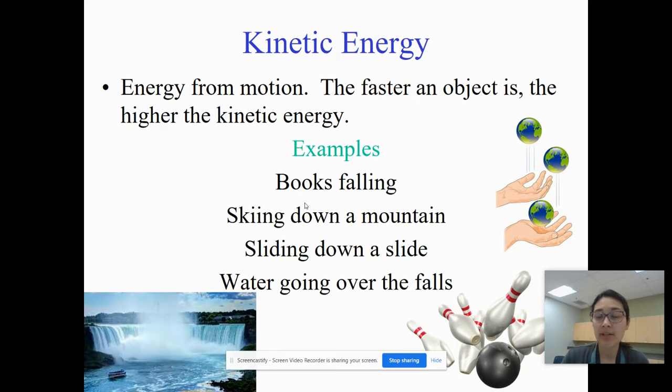So kinetic energy is energy in the form of motion. The faster the object is, the higher the kinetic energy. So the book falling, skiing down that mountain you were on, sliding down the slide you were on, or the water going over the fall, that would be kinetic energy because they're all moving.